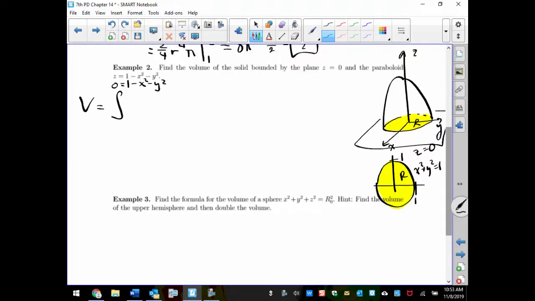So I'm going to let theta range between 0 and 2 pi. That's over the entire circular region. And I'm going to let r range between 0 and 1. And what do we want to integrate? Well, we want to integrate the paraboloid, so this is really just z equal 1 minus r squared if you replace the x squared plus y squared with r squared, and then we're going to have to do r dr d theta.